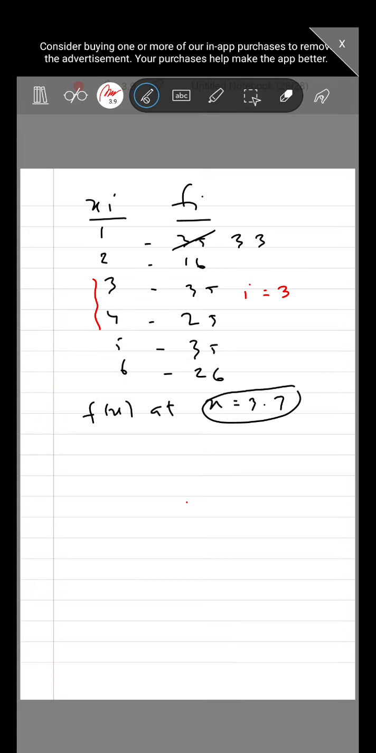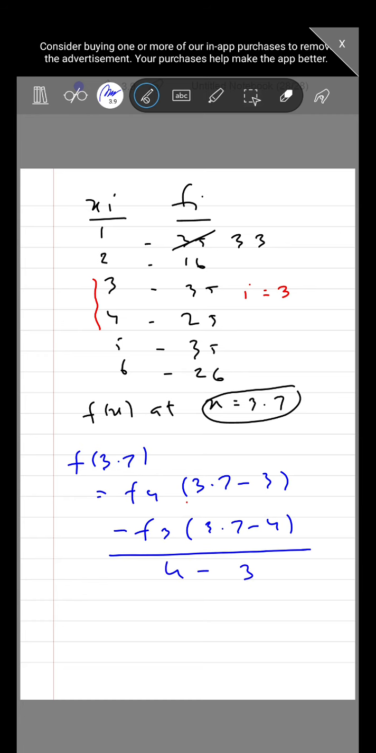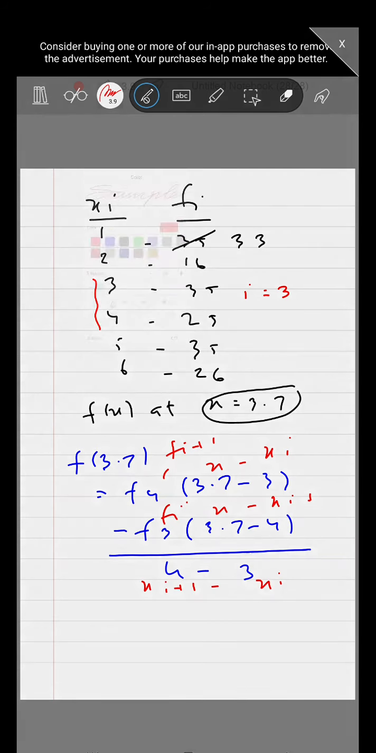So using the previous equation, f(3.7) is f(4), that is f(i+1), into (3.7 minus 3), minus f(3) into (3.7 minus 4), divided by 4 minus 3. As you can see, this is f(i+1), this is x minus xi, this is fi, this is x minus x(i+1), and this is x(i+1) minus xi. So this is the formula. Ultimately we get the value as 28. This is the answer.